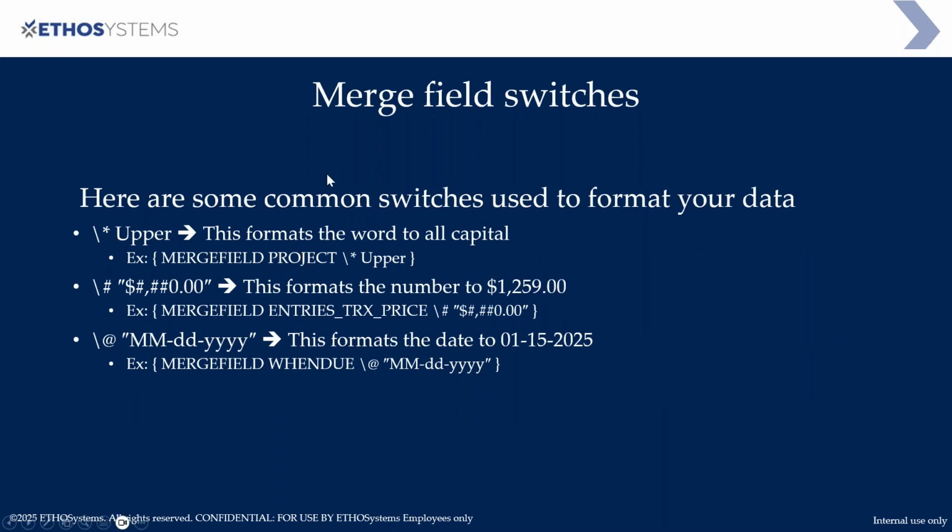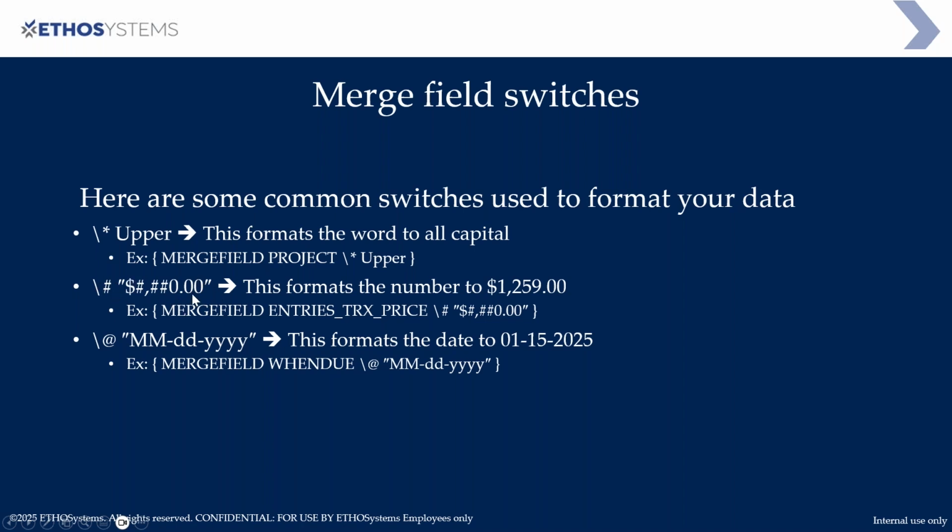Okay, some common merge field switches. I would say these are the three common ones that I use. There are others out there. Upper just formats the word or the field to be in caps. Here's an example of that: a merge field project, for example, with the backslash asterisk with upper, and your word would be in all caps.